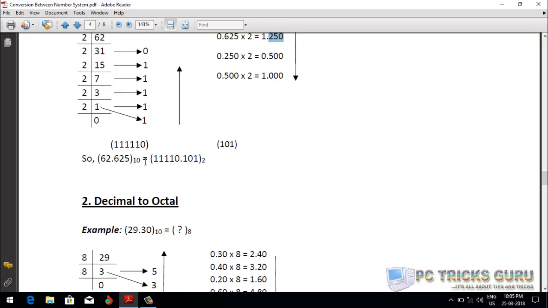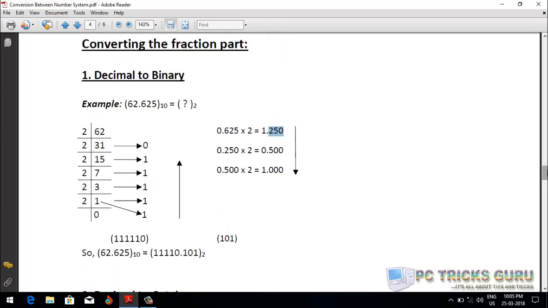So if we write it here, 62.625 base 10 is equal to 111110, this part, 0.101. What we are doing is we take the integer part from bottom to top, and while writing the fraction part we have to go from top to bottom. So I've taken 101. It looks the same because whether we go from top to bottom or bottom to top, it looks the same, but the rule is that we have to go from top to bottom, so it's 101. Okay, so this is the result. Now let's move to the next example.